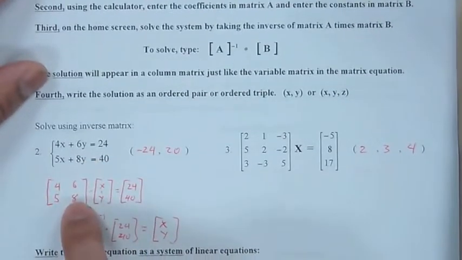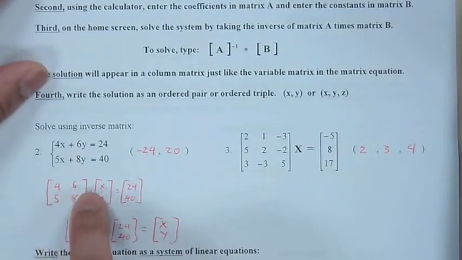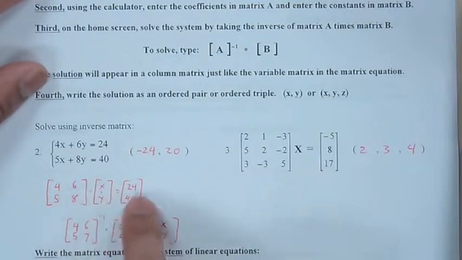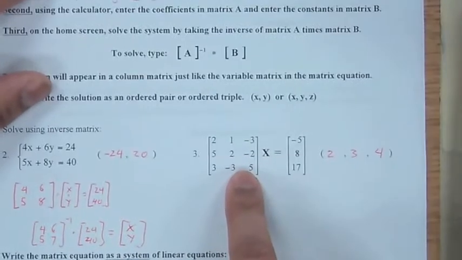You want to do this again. Again, this is the coefficient matrix, so you just get 4, 6, 5, 8. The resulting matrix is this. So again, find the determinant, the inverse of this matrix times this, and it'll get you negative 24 and 20.